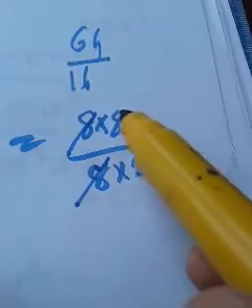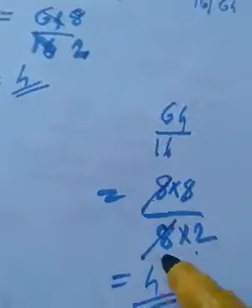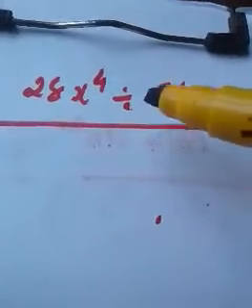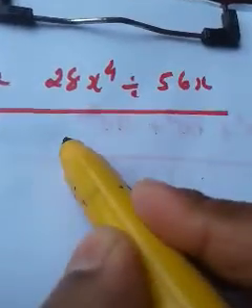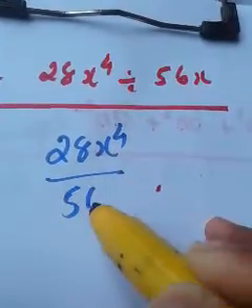So what is the result? 8 by 2. What is that? 4. Both the results are same, no? But here I used the method of factorization. So in this question also, I repeat, in this question also we are going to use the method of factorization for this division. That means my question is 28x raised to 4 divided by 56x.